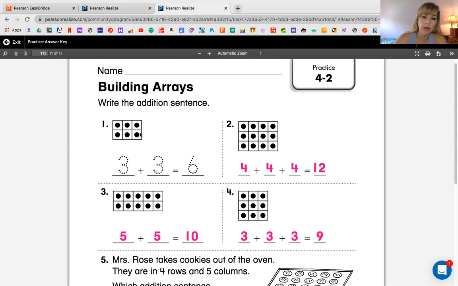So I have 1 row here and another row here. So I have 2 rows, and each row has 3 dots. So I'm adding 3 plus 3. So 3 plus 3 equals 6.